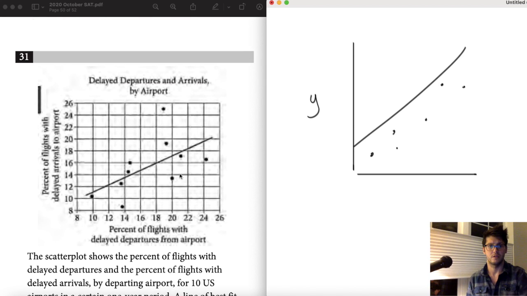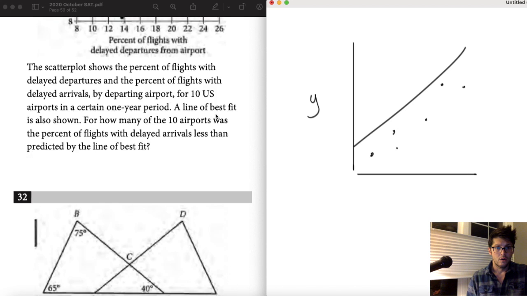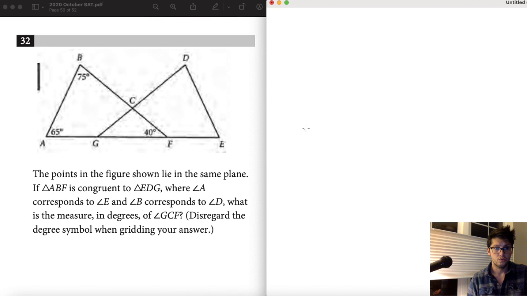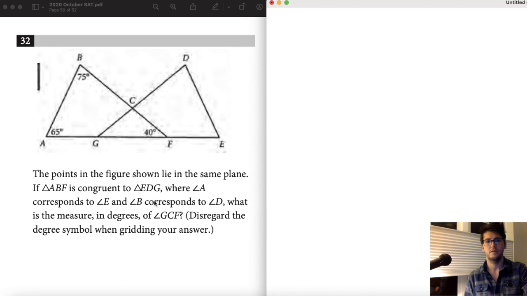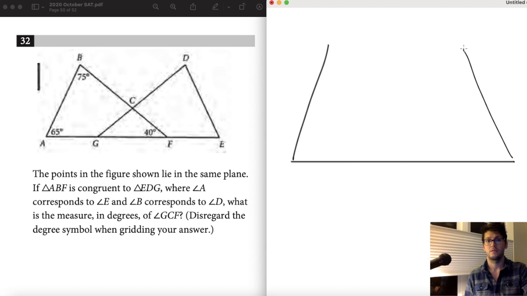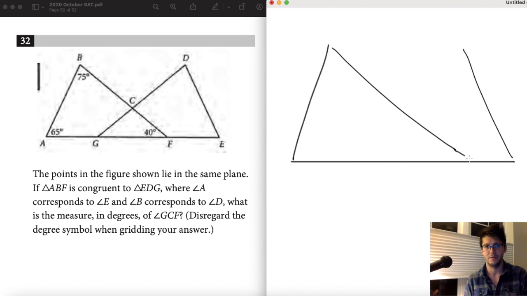32. Some geometry stuff. What is the measure in degrees of GCF? Okay. Not so bad. There's some things I don't know about this to begin with, but there are some things that we can definitely do to begin with. So that's my bad drawing. Let's go with it. 65, 75. You have to be able to see these overlapping triangles. So subtract those from 180.